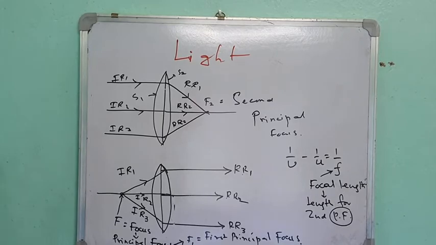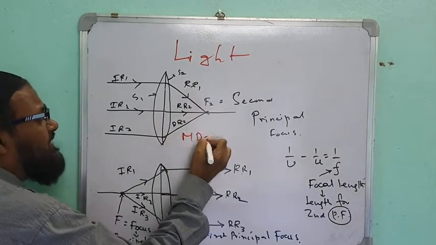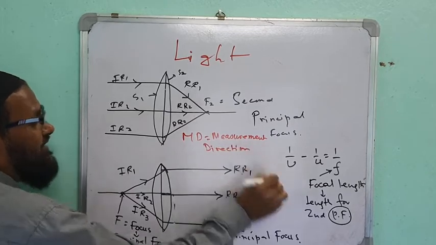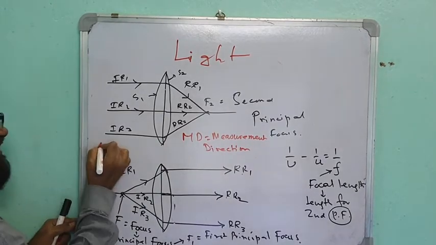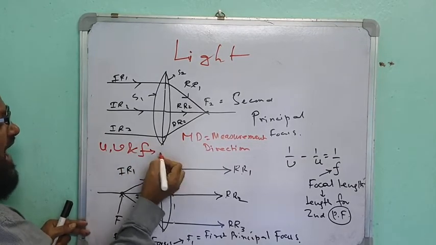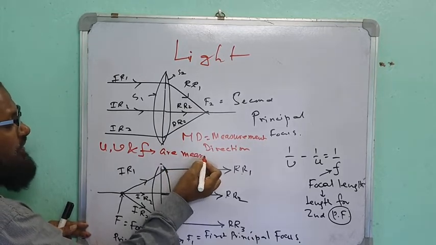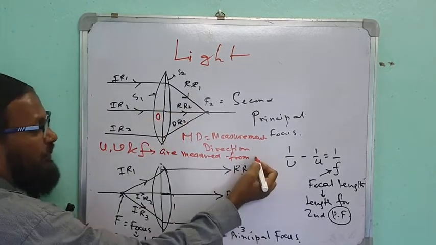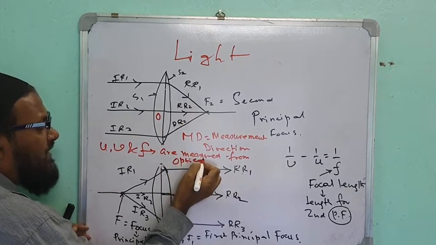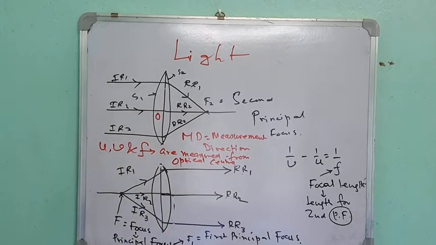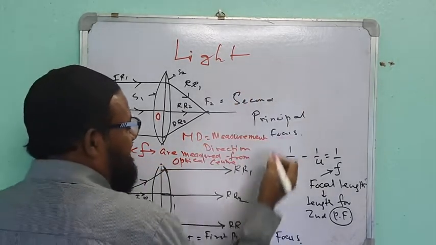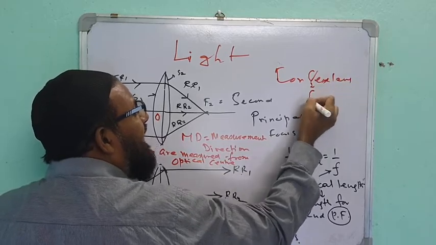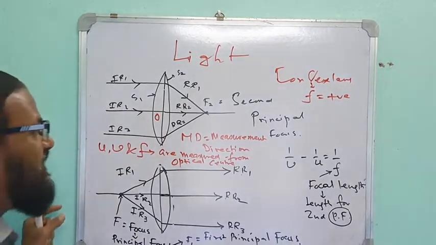This is important. Measurement direction, what is the full form? This is measurement direction. Please be careful. u, v and f, R, this is very, very important. R is measured from what? From the optical center. Please be careful. Now please see here. For a convex lens, sir, f is positive. Please write down.